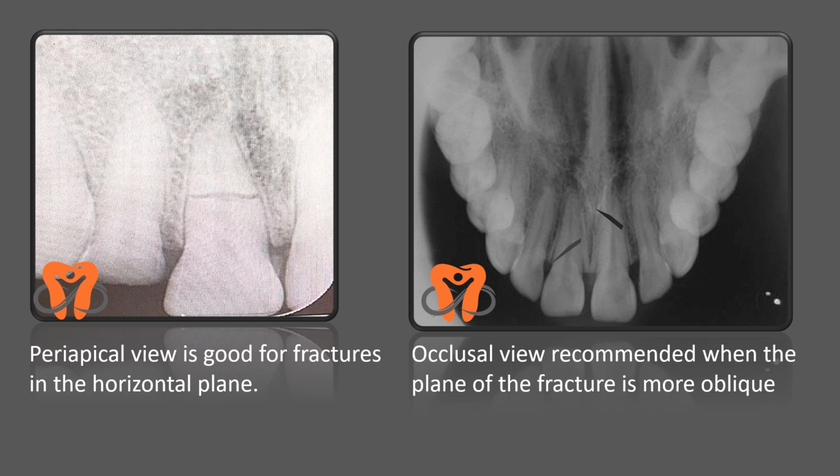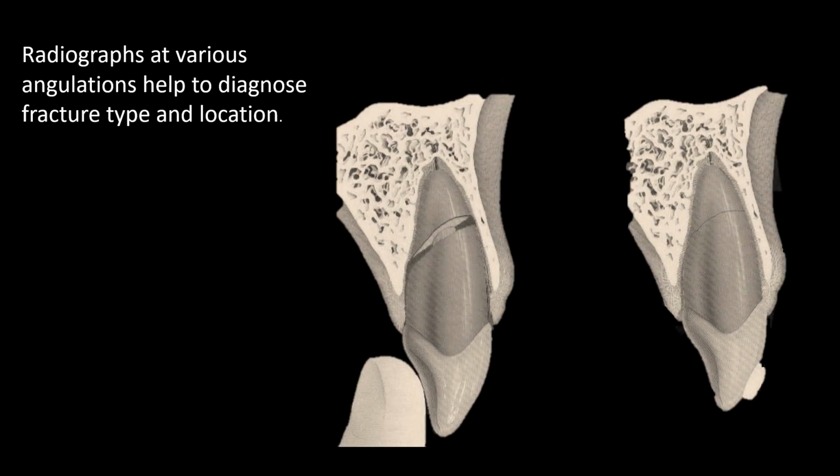Now, after this, in case you want any additional information regarding the course of the fracture or the extent of the fracture line, then you can go in for an OPG or orthopantomogram. Now with the radiographs that we have taken at various angulations, we have been able to diagnose the fracture type and location. Our next step is to reposition the coronal fragment.